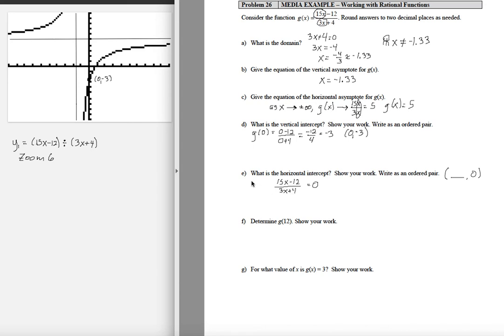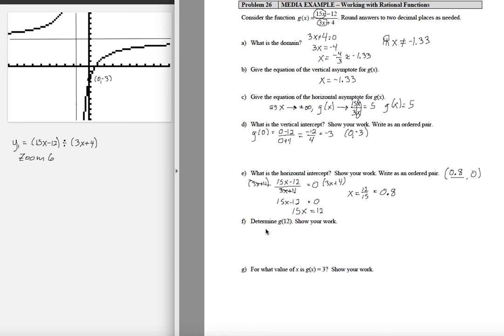So solving this equation, I can multiply both sides of the equation by 3x plus 4. If I do that on the left-hand side, the 3x plus 4 in the denominator is eliminated. If I do that on the right-hand side, I just get 0 as a result. So 15x minus 12 equals 0. Solving for x, 15x equals 12. Moving over here, x equals 12 divided by 15, which is 0.8. So my horizontal intercept is 0.8, 0.